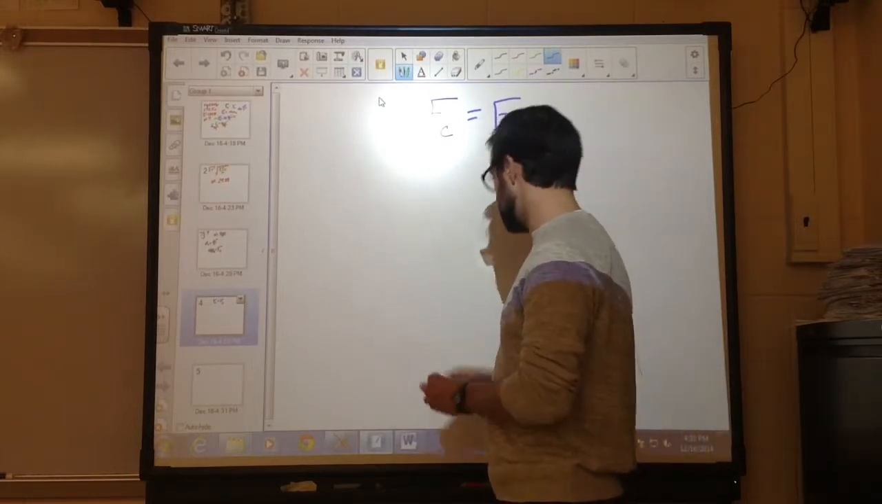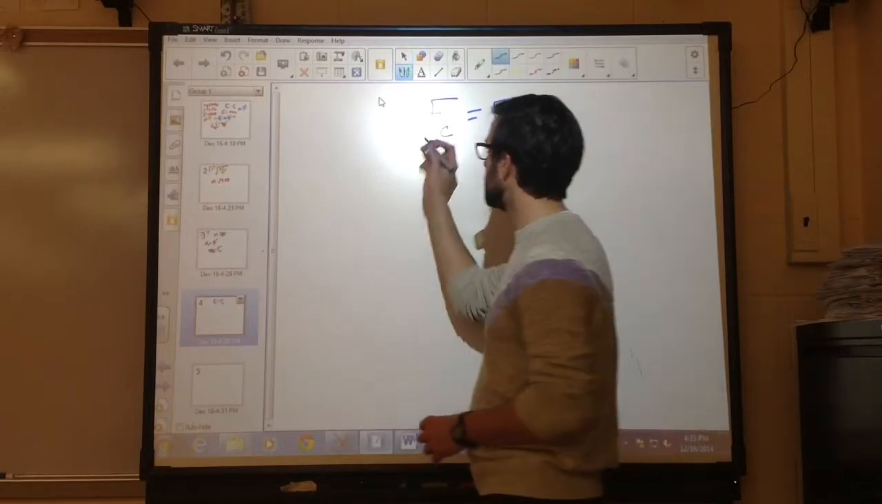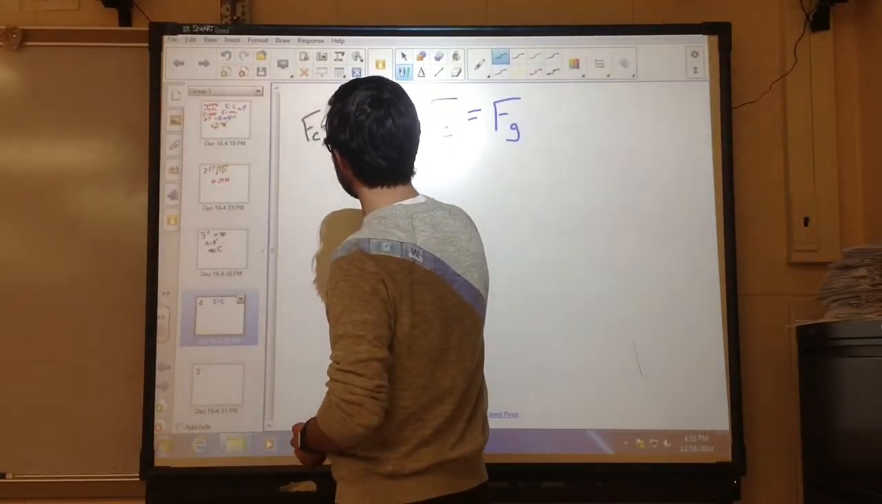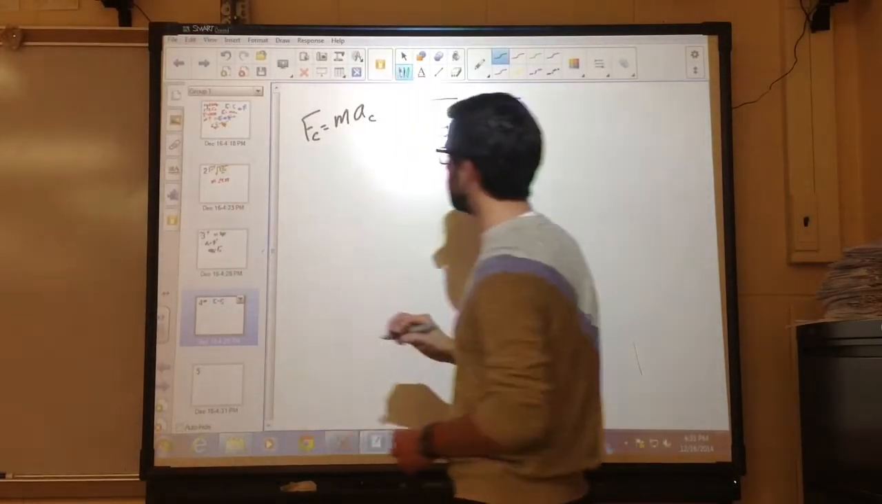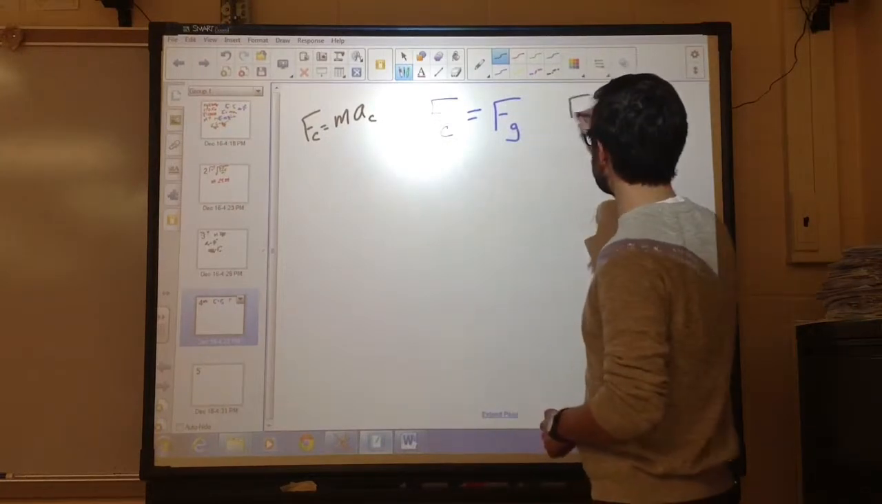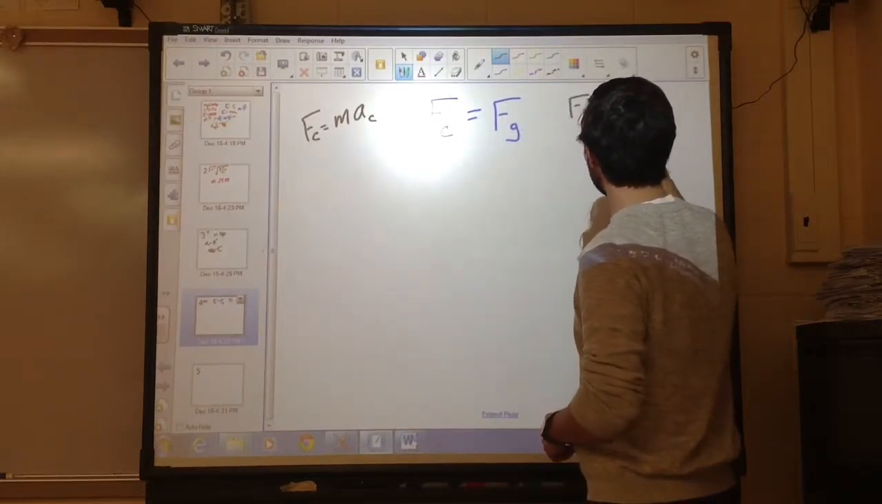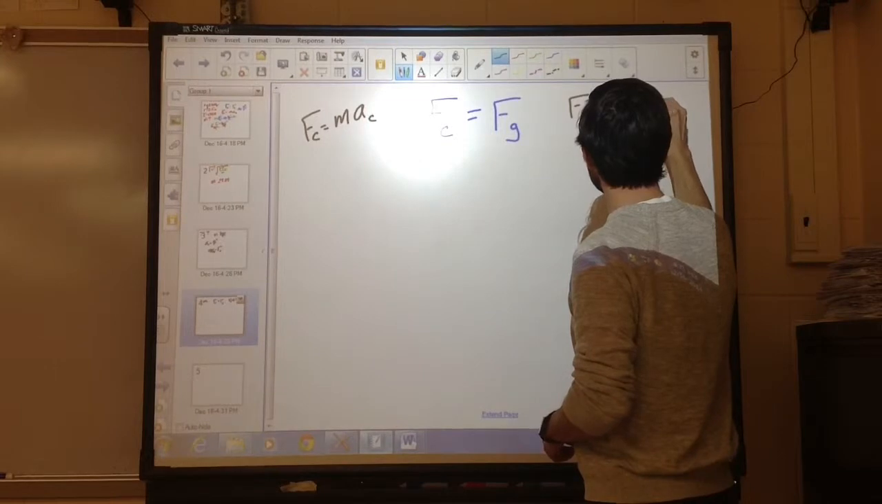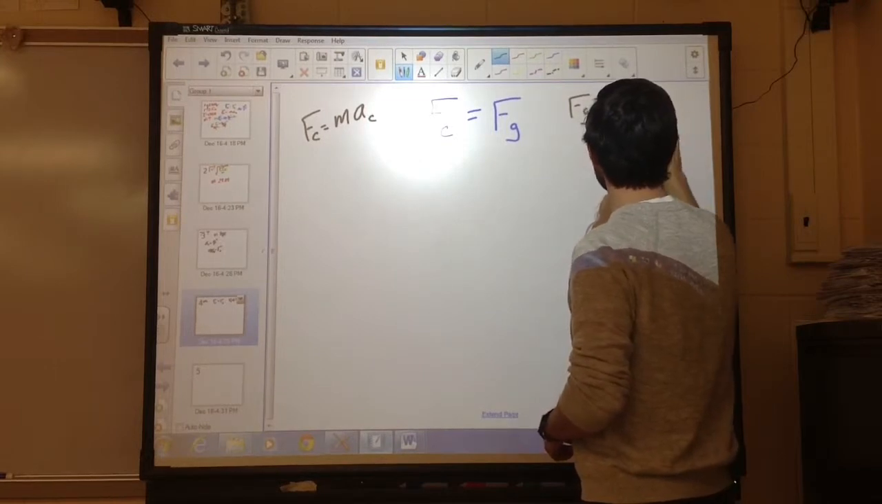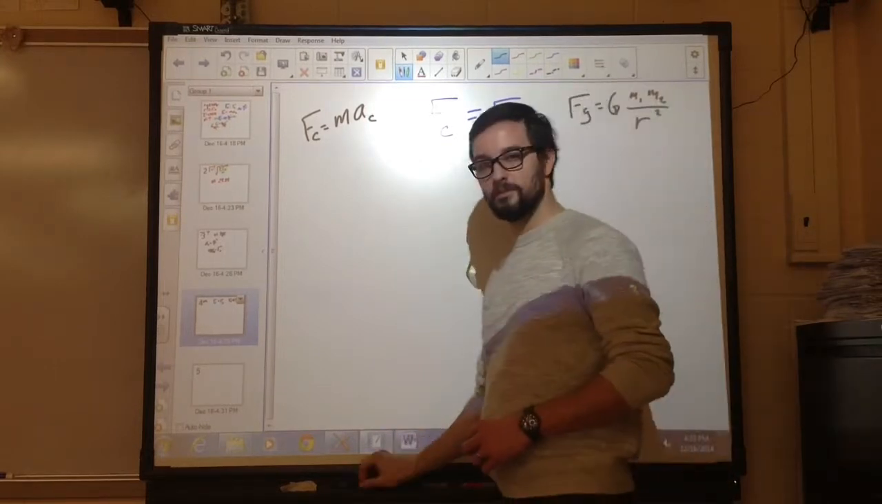But anyway, once you're here, you should start making some substitutions. Namely, the centripetal force is defined as the mass times centripetal acceleration. Also, the gravitational force between two objects is equal to the gravitational constant times the mass of object 1 times the mass of object 2 divided by the distance between them squared. Start there.